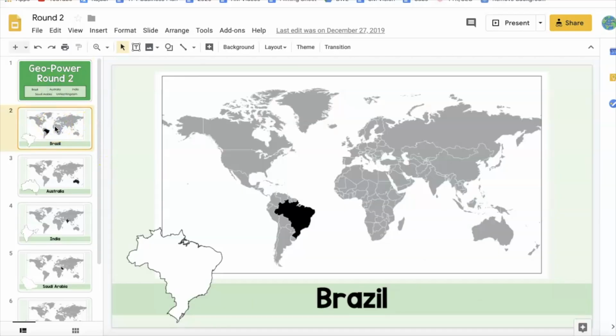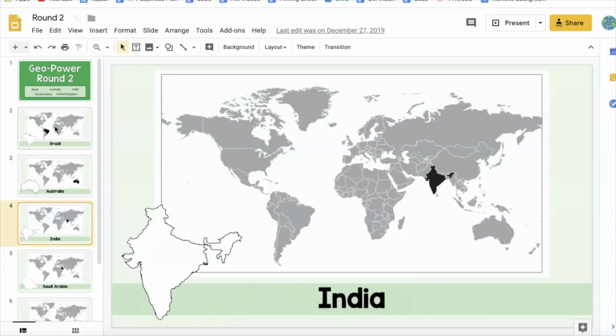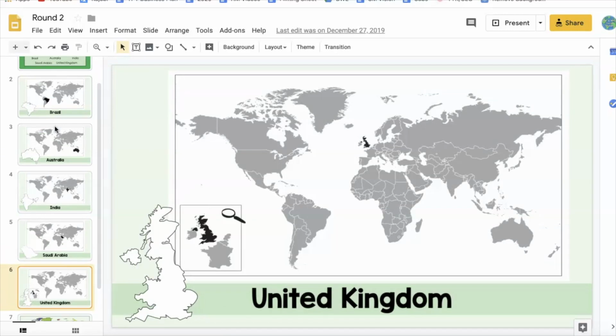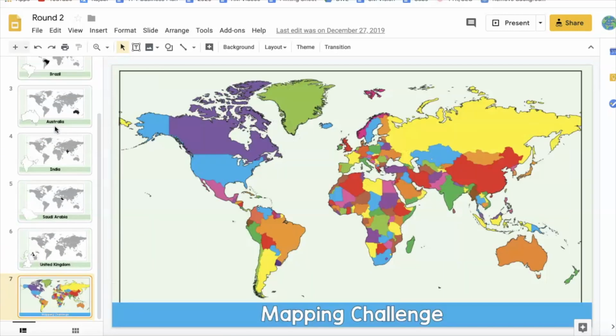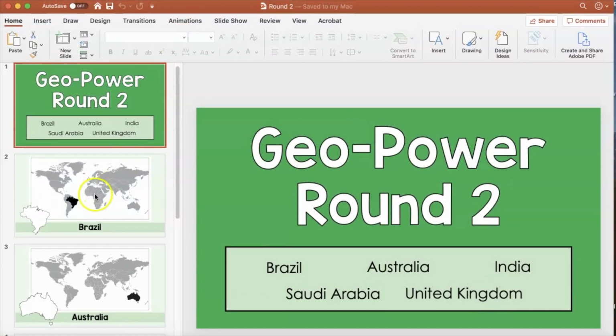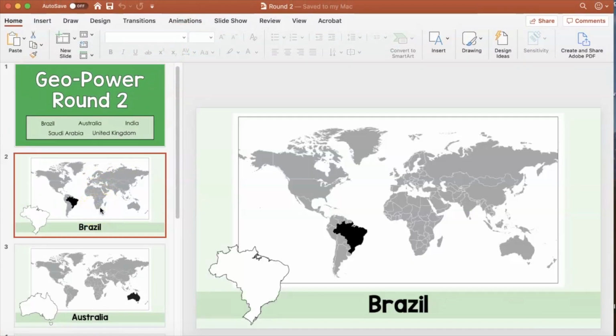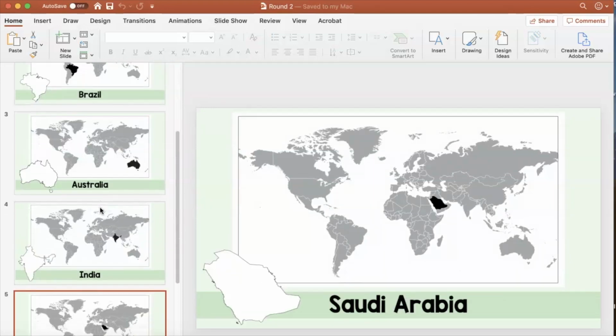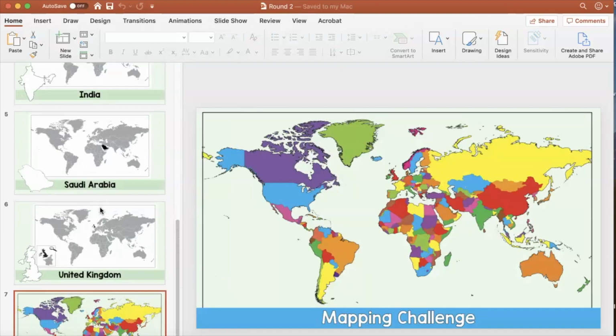Then the last slideshow of each round has a blank map, which is perfect for students to practice the countries of that round, as well as countries from any previous rounds. And there's a lot of fun review games that you can do with that. One of my favorites to do was board races, where I divided my students up into 2 or 3 teams, and it was a race to see who could find that country first.